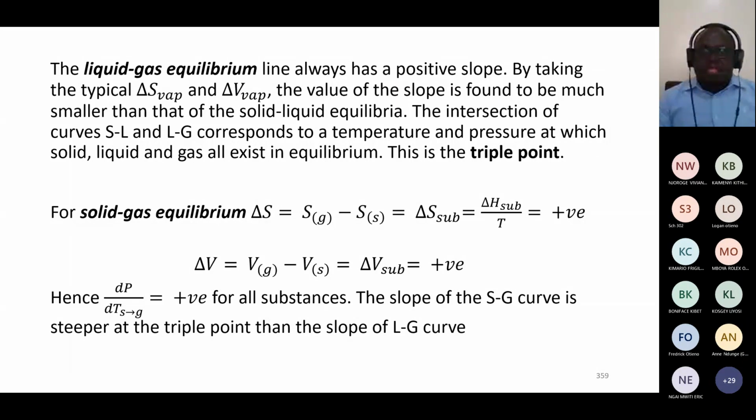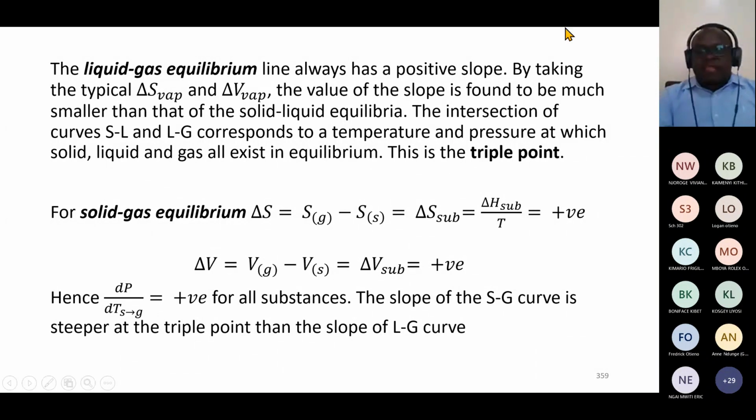When you take the typical values of delta S vap and delta H vap, the value of the slope is found to be much smaller than that of the solid-liquid equilibrium. So while we said the solid-liquid equilibrium is very steep, almost vertical, for the liquid-gas equilibrium the slope is much smaller. So it would be more inclined compared to the solid-liquid equilibrium line.